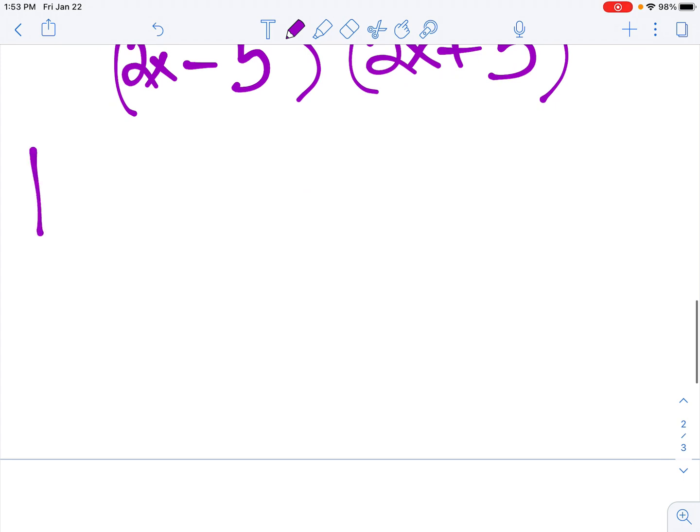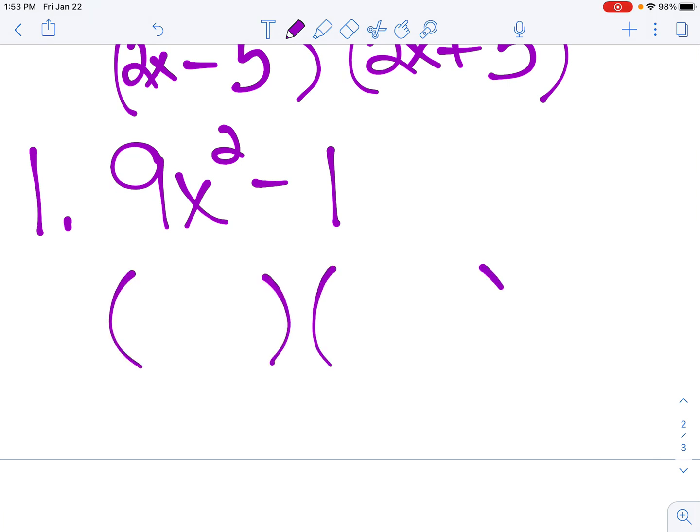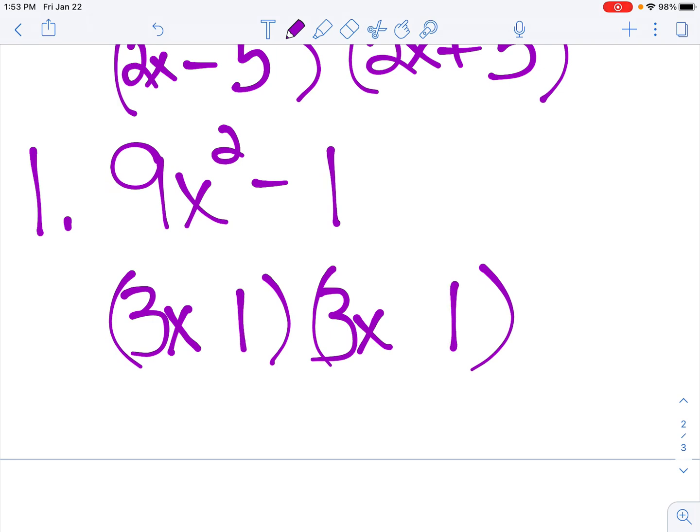Let's look at letter L, also like this one. 9x squared minus 1. So we're going to have our 2 sets of parentheses. The square root of 9 is 3, and the square root of x squared is x. The square root of 1 is 1, and because there's no middle term, it's a minus and a plus. So this is, again, called the difference of squares, where you only have two terms in your original expression to be factored.